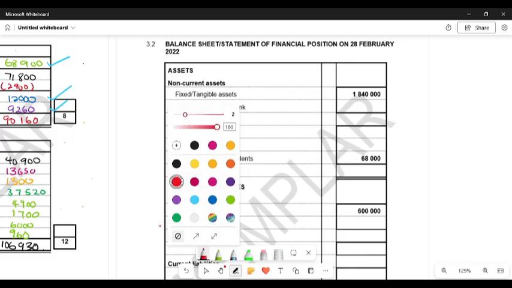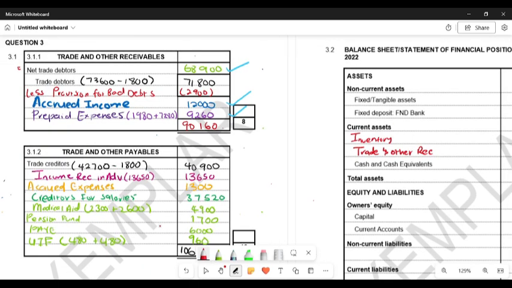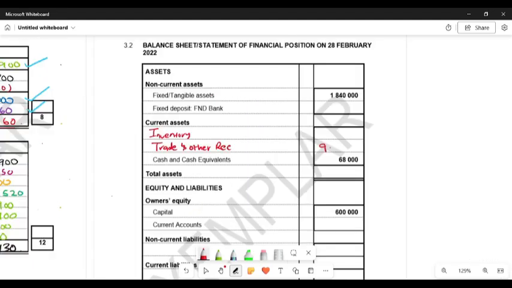So now I have inventory, I have trade and other receivables, right? And cash equivalents is already given. With regards to trade and other receivables, we already prepared a note for that, and this is the balance we got, 90,160, right? So I'm going to write that here. For the mere fact that you took a balance from your note and put it here, you're going to get a mark for that, even if the amount is wrong.